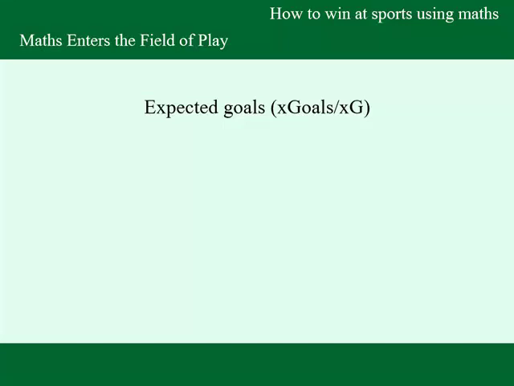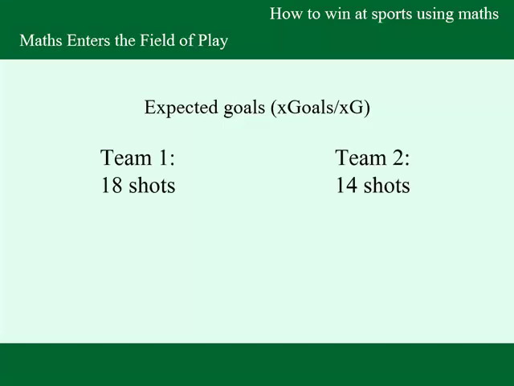So if we're trying to understand which team has done better in a game, you go on to the news, your team has played, and you see these statistics. We've got team 1 have had 18 shots, team 2 have had 14 shots. Which team do you think's won? Team 1, they've had more shots.